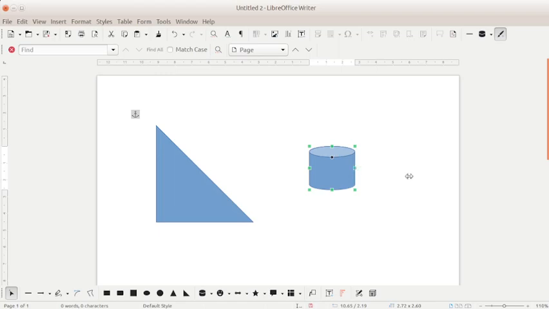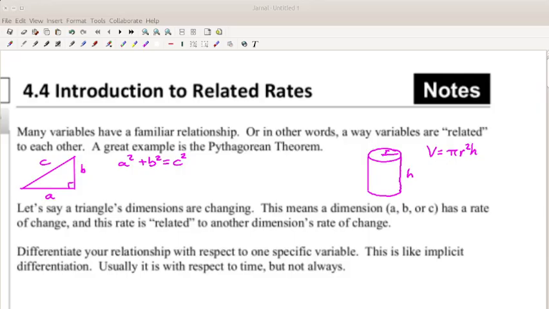Same thing if I was going to change the radius of my cylinder. Without changing the height, I could change the volume. And the rate that my radius is changing will affect the rate that my volume changes. And I could do both at the same time if I want, and they will maintain that volume relationship. So these are what we call related rates. How fast one thing is changing affects how fast another thing is changing.